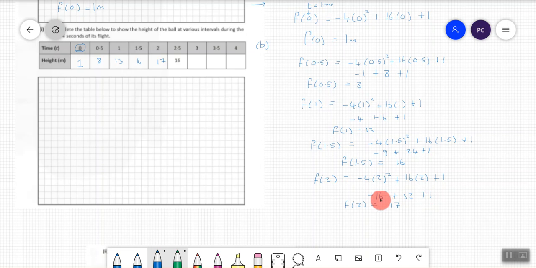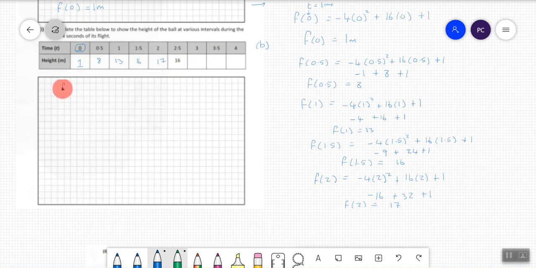So 16, just double check this one now. That's 33 minus 16 is 17, yeah. So that's 2.5 is 16. Then this one here is function 3. And I'll just start writing them in here. It's function 3 then.